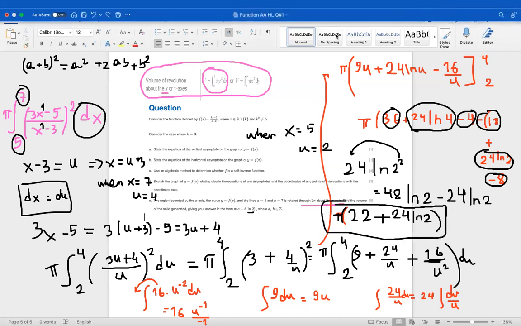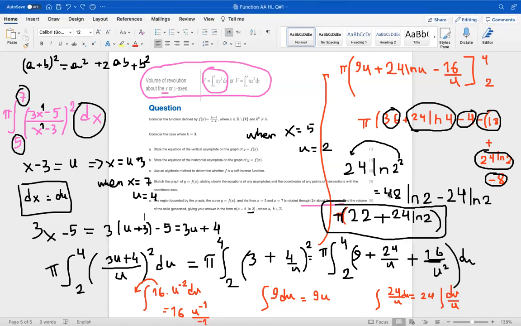Okay, that's it. It's a long question, which has 9, 10, 15 marks from part B. So that's how we solve it.